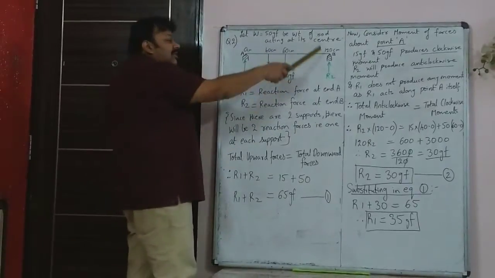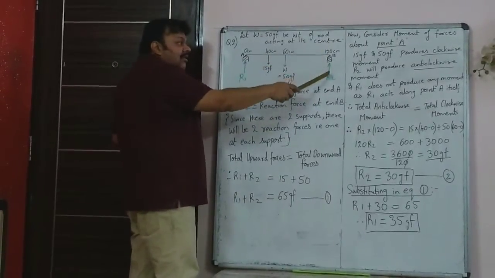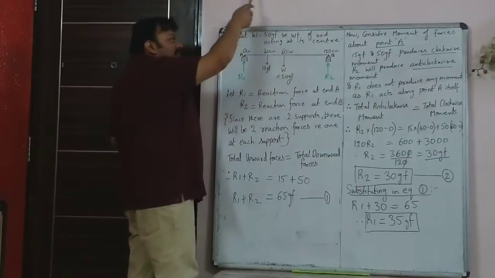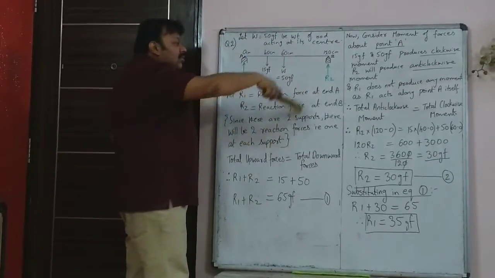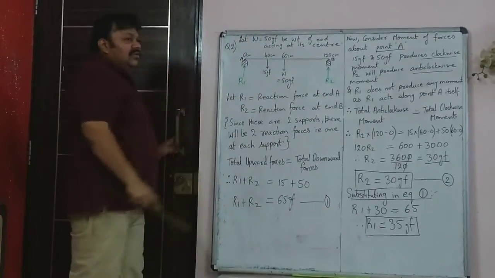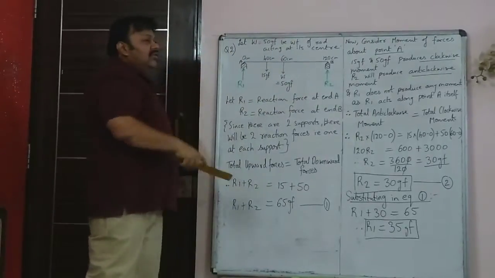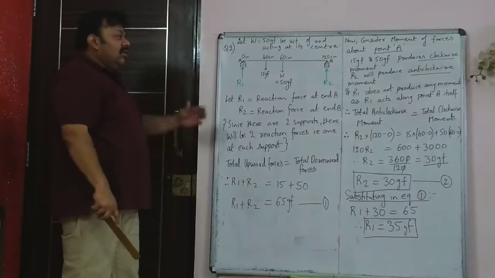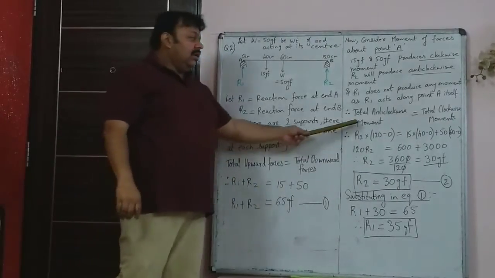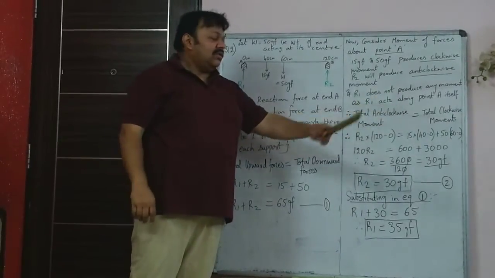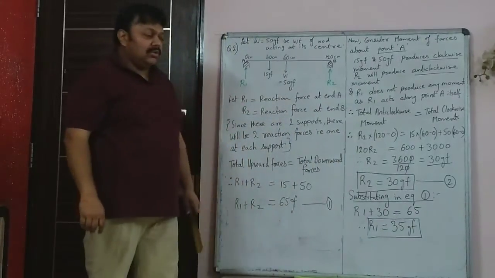And this reaction at the support is acting in the upward direction at point B, so that will produce anti-clockwise movement. So these two forces are causing clockwise movement. That is the only force producing anti-clockwise movement. So our second formula would be: total anti-clockwise moment is equal to total clockwise moment.